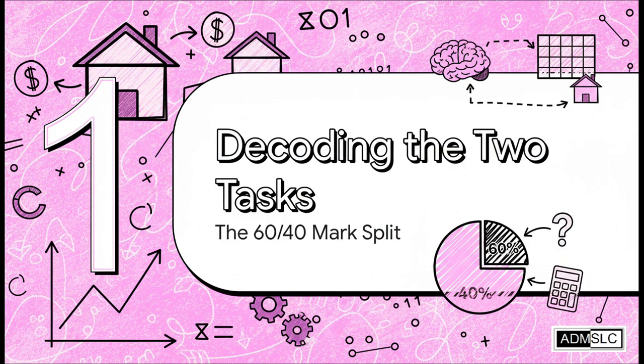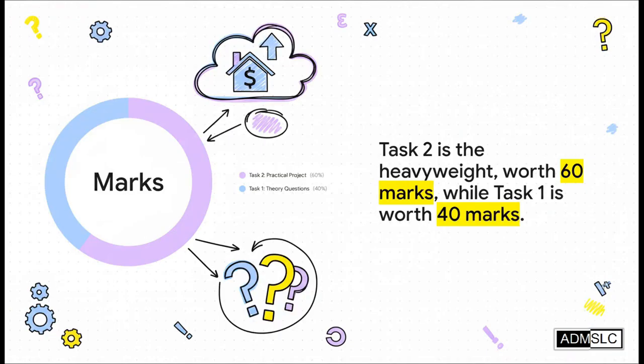First things first, you've got to understand how this whole thing is put together. Your portfolio is split into two main tasks, and knowing where the marks are is, well, it's everything. Here's the breakdown. Your practical project, that's task 2, is the real heavyweight here, worth a massive 60 marks. The theory part, task 1, makes up the other 40. Right away, that should tell you where you need to be spending most of your time and energy.